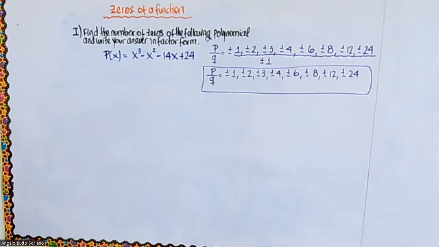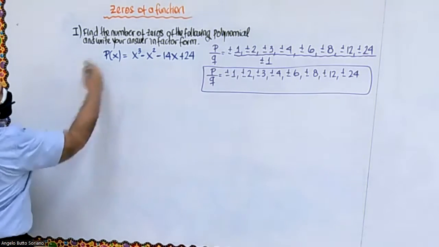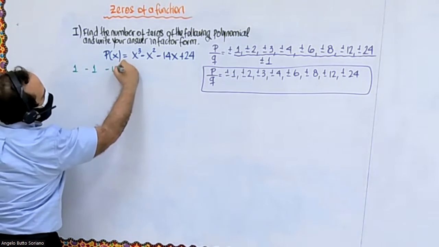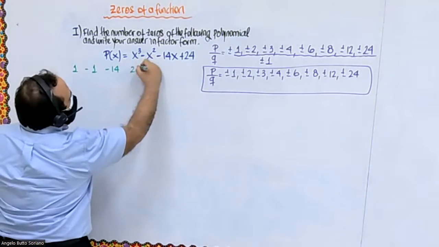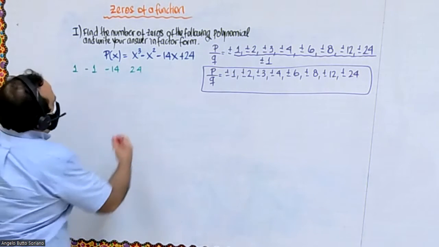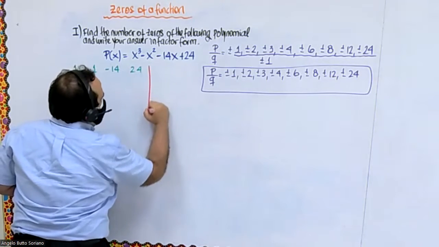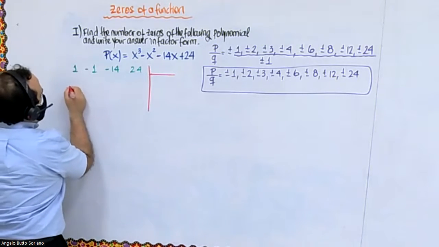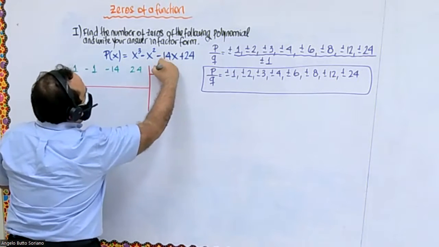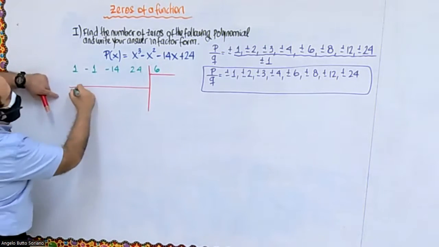Okay, positive 6. Let's apply the synthetic division using the positive 6, with the numbers 1, negative 1, negative 14, positive 24. And remember the synthetic division, divided by 6. Remember, the first number, copy downward over here.